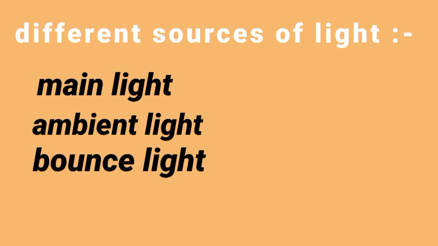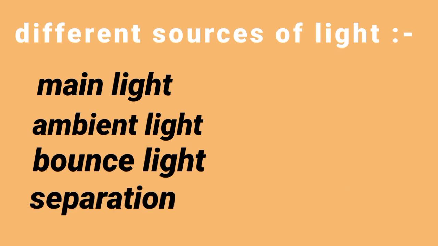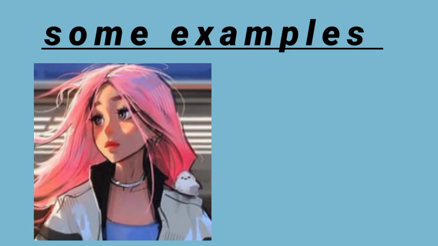And then we have bounce light. Bounce light from the environment or a close-by object. If the ball is kept on the ground, we get a green bounce light here. And then we also have this border part that separates the shadow and light part from each other, and it can be of any color. Usually it's red and orange for the skin. Now let's learn some examples.